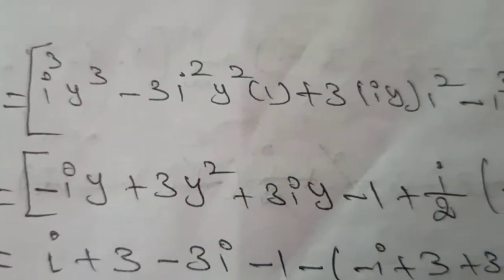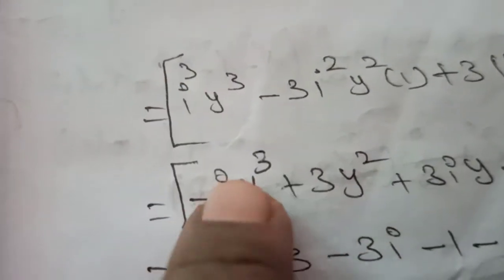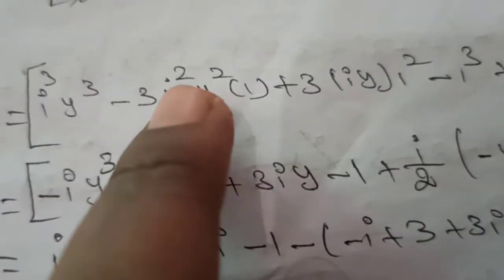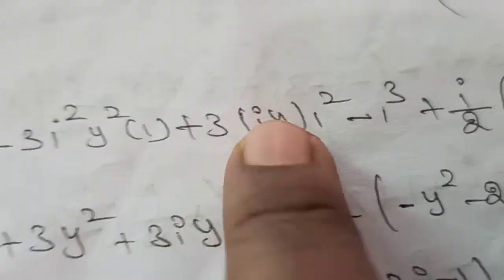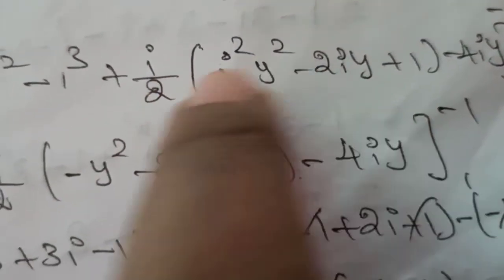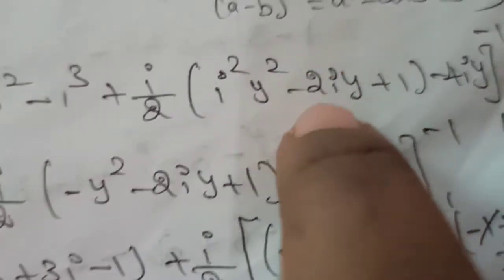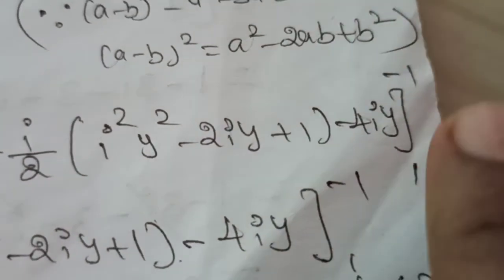Next, apply the limits. Before simplifying, the first term is i cube minus i into y cube. I cube value is minus i, so minus i into y cube. Next i square value is minus 1, so minus into minus gives plus 3y square. Next 3iy, and minus 1 cube becomes minus 1, plus i by 2 into (i square is minus 1) minus 1 into y square minus 2iy plus 1, minus 4iy. We take the limits 1 to minus 1.